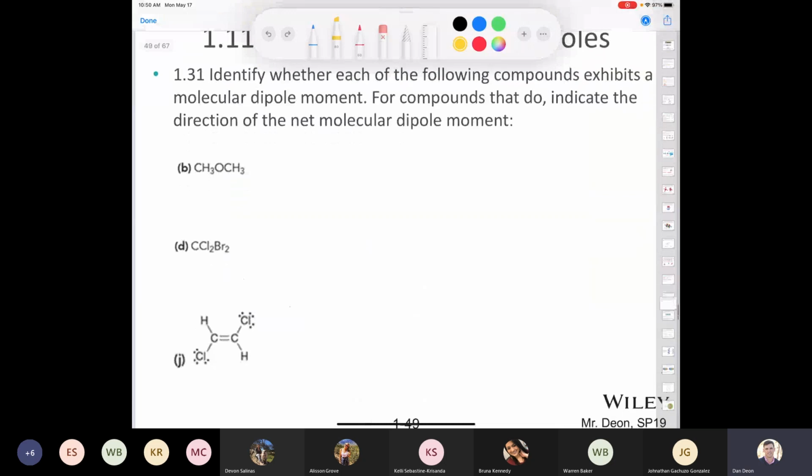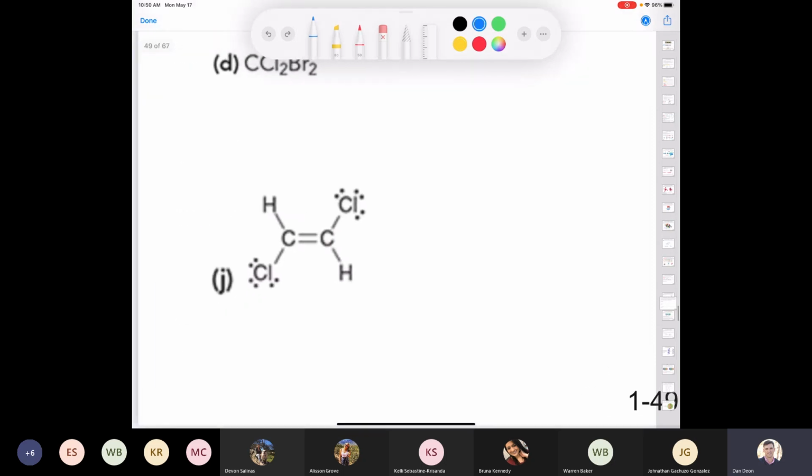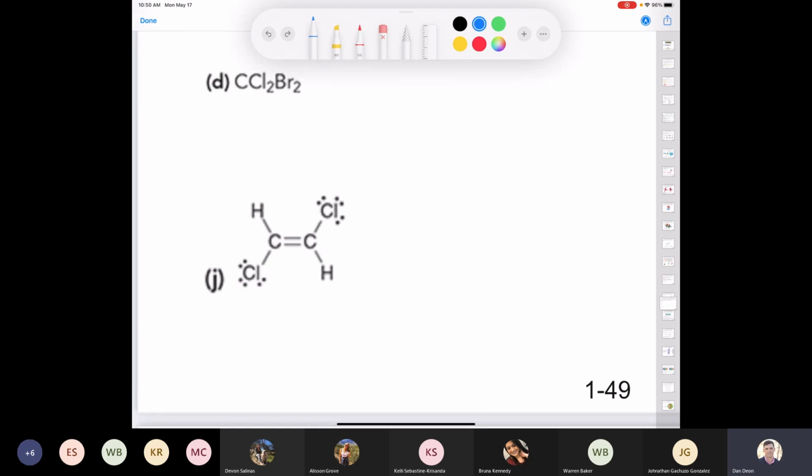So with that in mind, it says identify whether each of the following compounds exhibits a molecular dipole moment. For compounds that do, indicate the direction of the net molecular dipole moment. I think it might actually be easier to start with the last one, which is J, the one on the very bottom here. If I redraw that molecule, or maybe we'll just zoom in on it like this. Are there any polar bonds in this molecule in J? So this would be trans-1,2-dichloroethylene. Are there any polar bonds in this molecule?